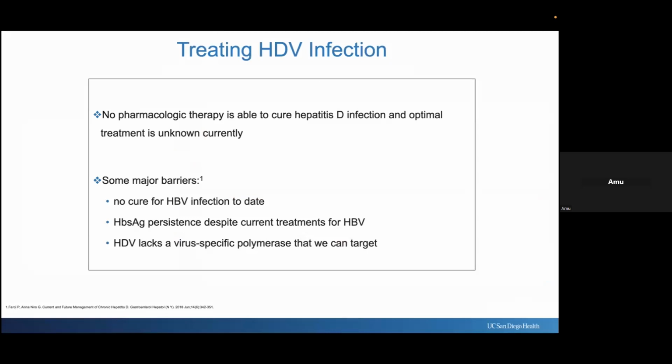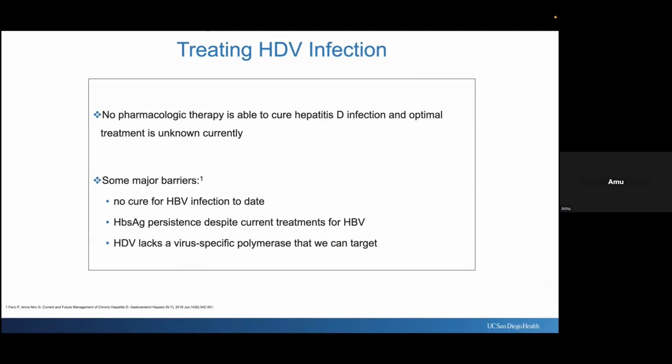So now I'll move on to discussing where we are with treatment of hepatitis D infection, and begin by stating that to date, no pharmacologic therapy is able to cure hepatitis D infection, and the optimal treatment is frankly unknown. So one major formidable barrier to eradicating hepatitis D is our inability to achieve a cure for hepatitis B infection first, which plays a central role in hepatitis D infection.